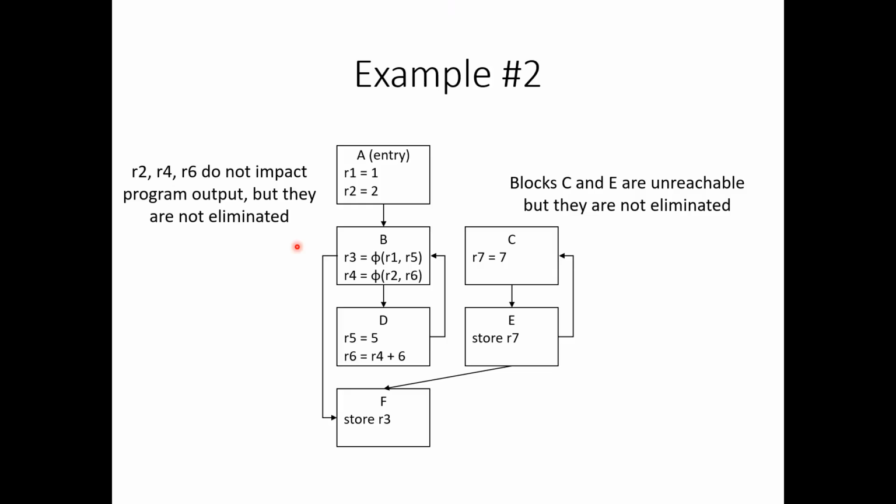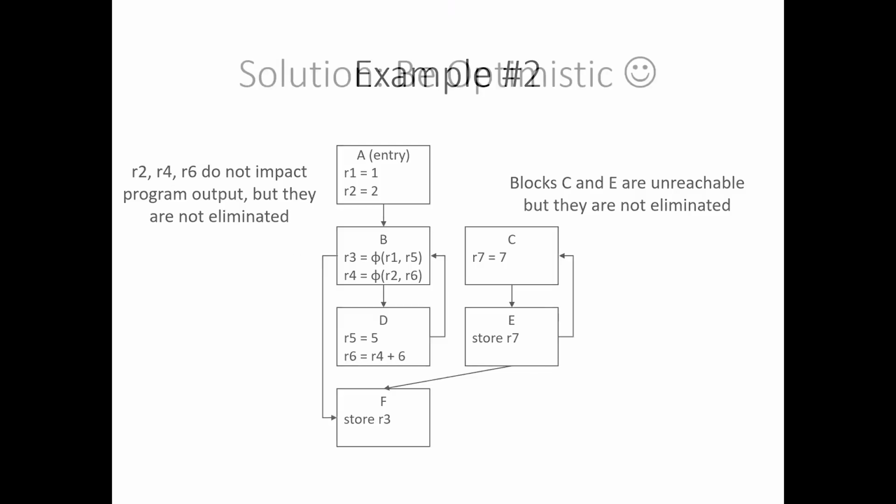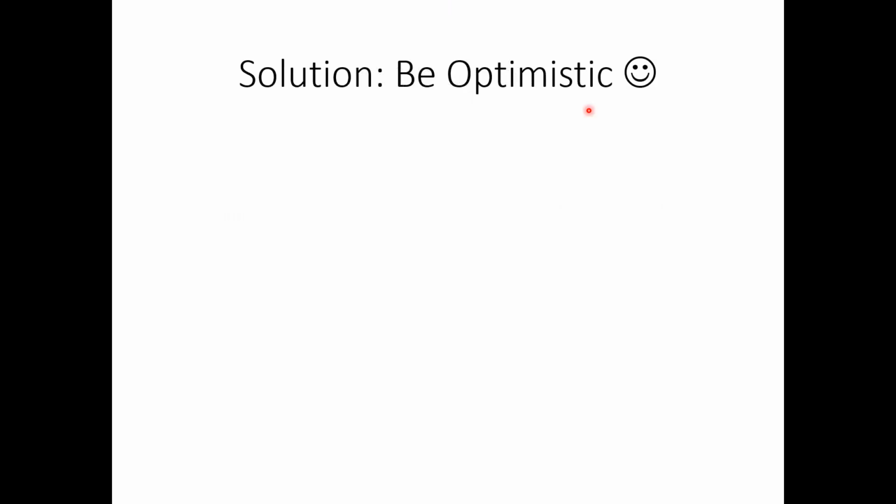Okay, so somebody is saying we can start from the store and then trace our way backwards until we find all the instructions that eventually impact that store. And yes, you're right, we can do that. So both of these, doing depth first search and starting from the store, are making a certain assumption. When I do a depth first search, I'm assuming that everything is unreachable unless I can reach it. And when I start from the store and make my way backwards, I'm assuming that instructions are dead until I can establish that they are alive. And this is called being optimistic. So the solution here is to be optimistic.